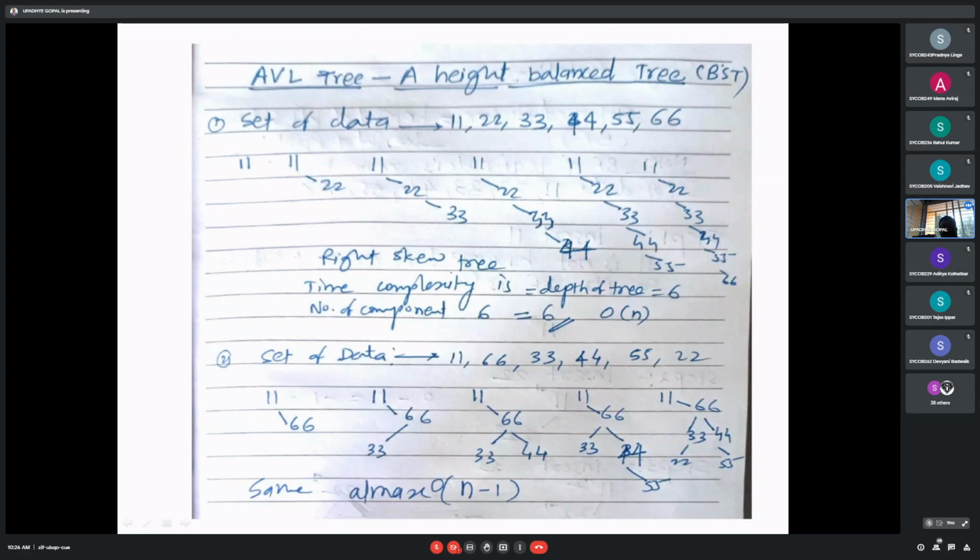Now suppose for the second example, we can have the maximum time complexity equal to O(n-1). If this is the case, and you want to overcome this type of difficulty, then we can go for a height balanced tree. So the problem is clear. For what purpose we have to study the height balanced tree, and what a height balanced tree is, we will discuss once we start its execution. Getting my points?